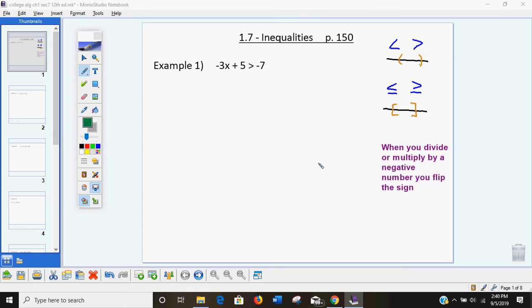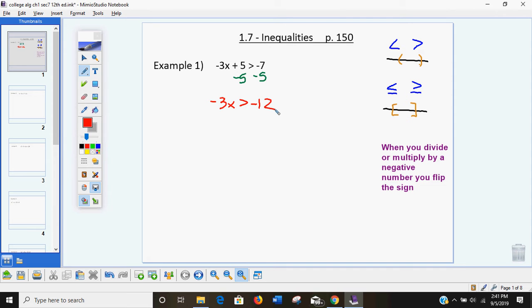Now we want to get the x by itself just like we would with an equals. The only difference is when you have an equals, you end up with one answer that makes it true. When you have a greater than, you're going to end up with a whole bunch of answers that make it true. So let's start just like an equals. Let's subtract the 5 from both sides. I'm going to do minus 5, minus 5. So now I'm going to have negative 3x is greater than negative 12.